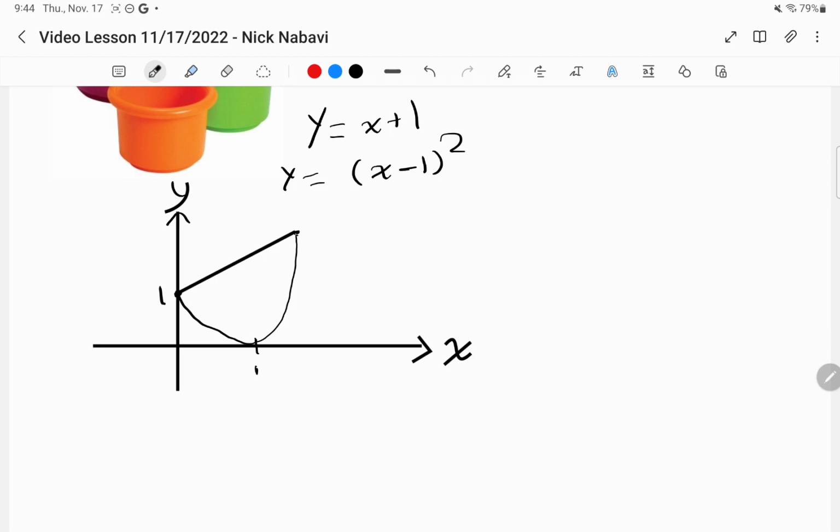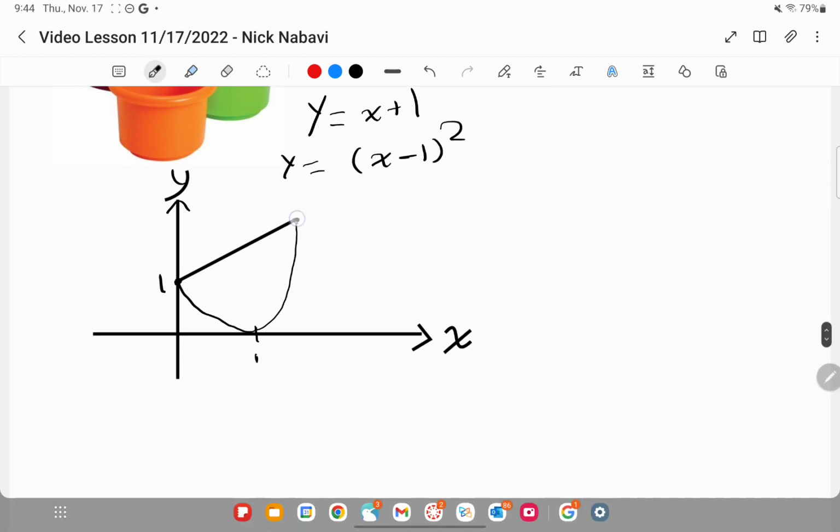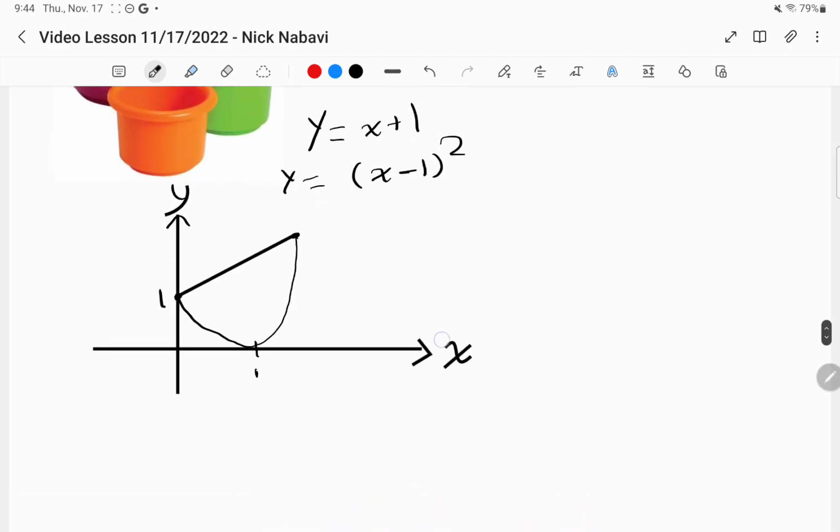So I kind of spoiled it a bit. Here's one of the points of intersection. The other point of intersection is 3, okay? You guys can figure this out. I'm confident this part of the problem shouldn't be too challenging for you. Okay, and this is the area that we're looking at, right?